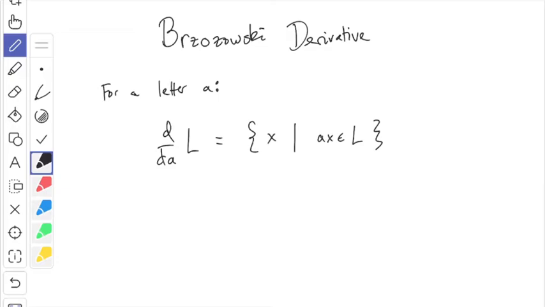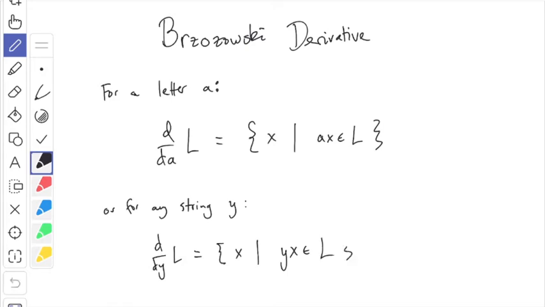Or you can do this really for any string, say Y. You can do the derivative with respect to Y of L. And the definition is the same. You look in your language for all the words which start with that string as the beginning of it. And then the derivative is the set of the ends of those strings, having removed the Y from the beginning. All right? This is the derivative.